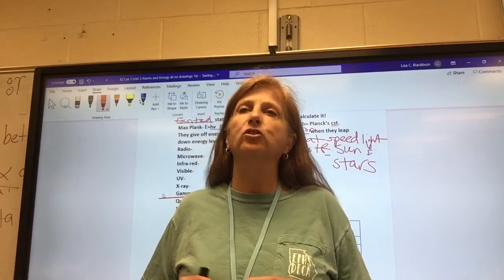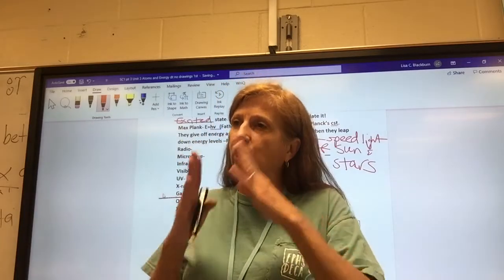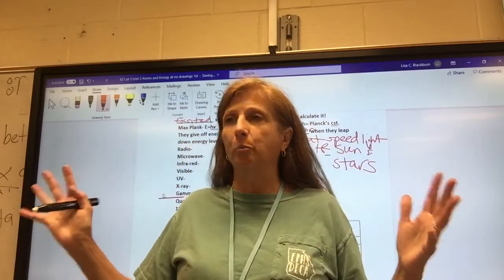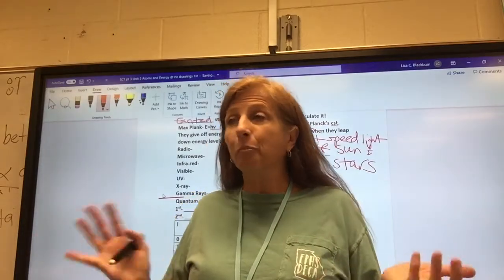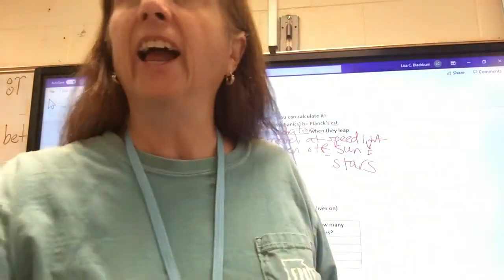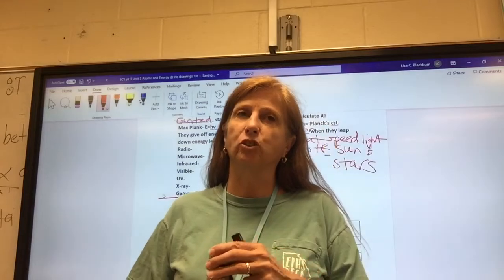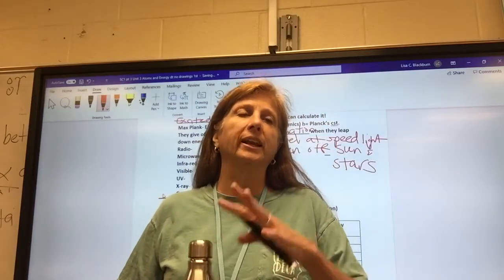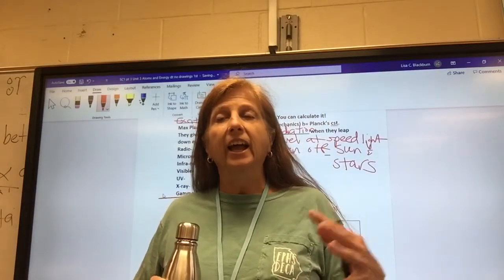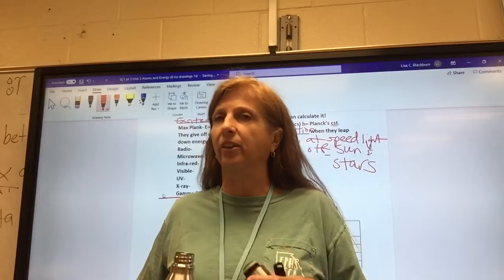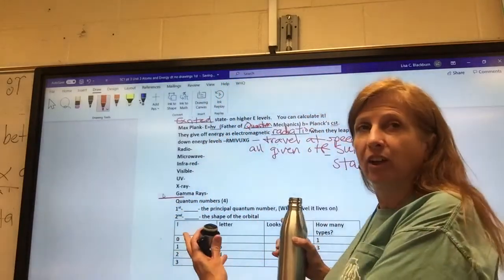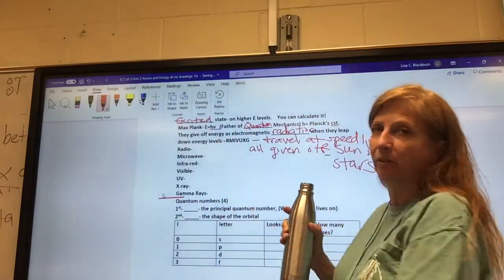So you have an address that tells where you are out of all the billions of people. Well, there aren't billions of electrons, and we can give each one an address. And how we do it, it's not as big as your address. It's just four numbers, and they're called the quantum numbers. There's four of them, okay?